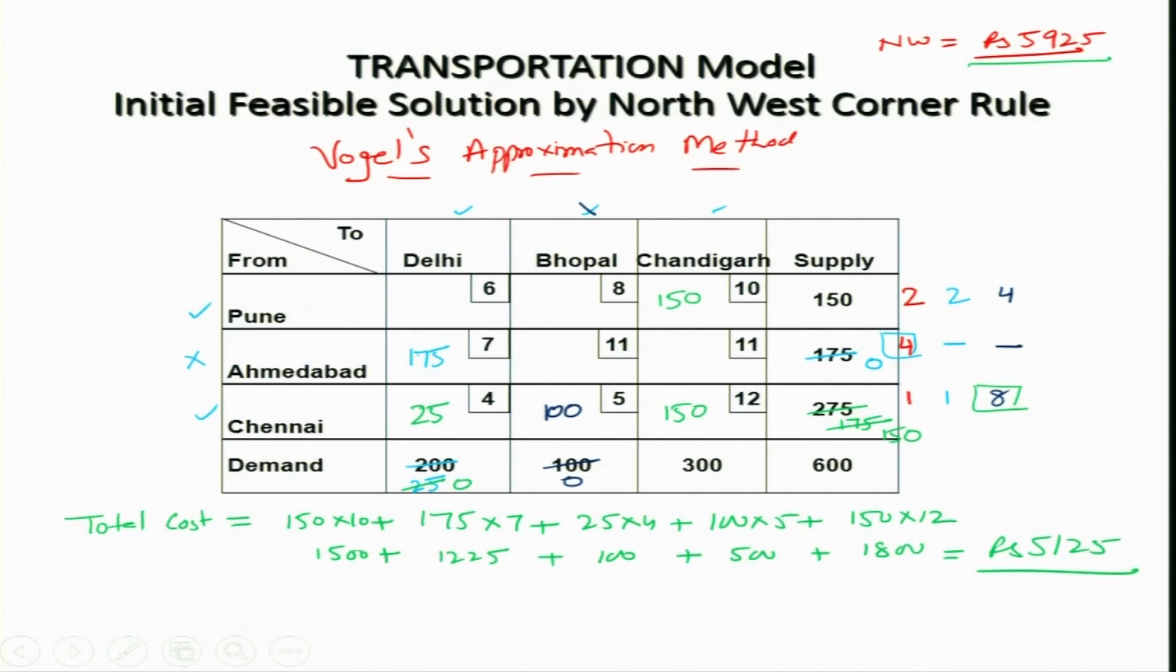As I said, Vogel's approximation method gives better results, but still it is not optimal. We cannot say with surety whether this answer is the optimal answer or not. But this is a much better answer as an initial feasible solution. So, we can apply the transportation method to see what should be my mode of transportation and how to select the location here.